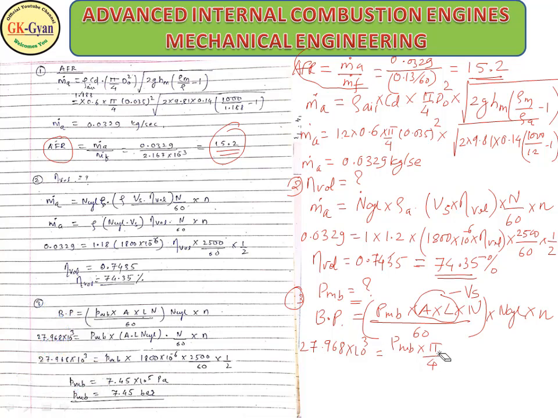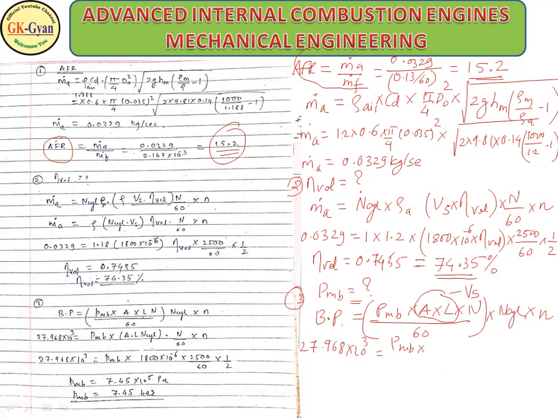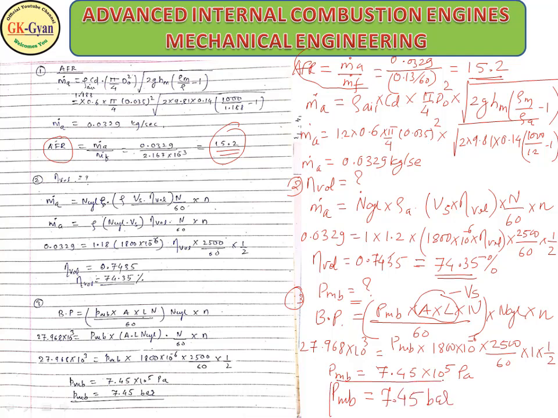because diameter and stroke are not given. Instead of diameter and stroke, the swept volume is directly given. So directly we will put A into L, that is swept volume, 1800 into 10 to the power minus 6, into N, 2500 divided by 60. Number of cylinders is 1 and small n is 1 by 2. So PMB is calculated as 7.45 into 10 to the power 5 Pascal, which is nothing but 7.45 bar. Okay.